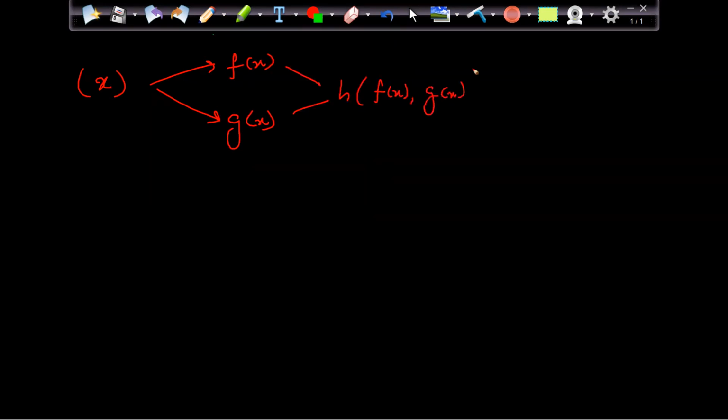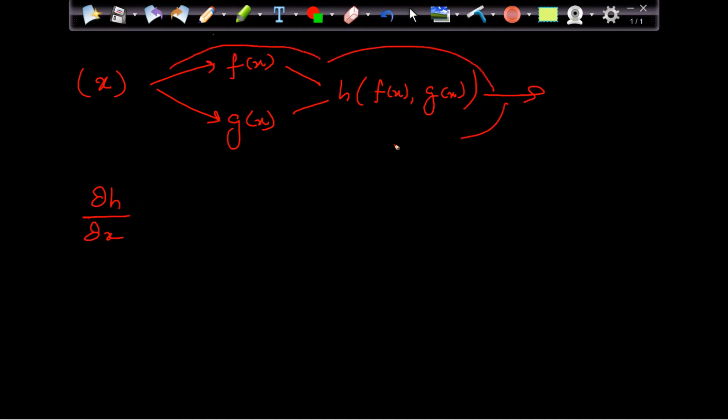So let's say I have my x as an input, which is going through a function f of x and a function g of x, and then it is generating h of f of x comma g of x. This is what is happening, right? As a simple understanding. And I want to find ∂h/∂x. That is what we need, right? Basically, I want to go from the target back to the source. But I know I have two paths.